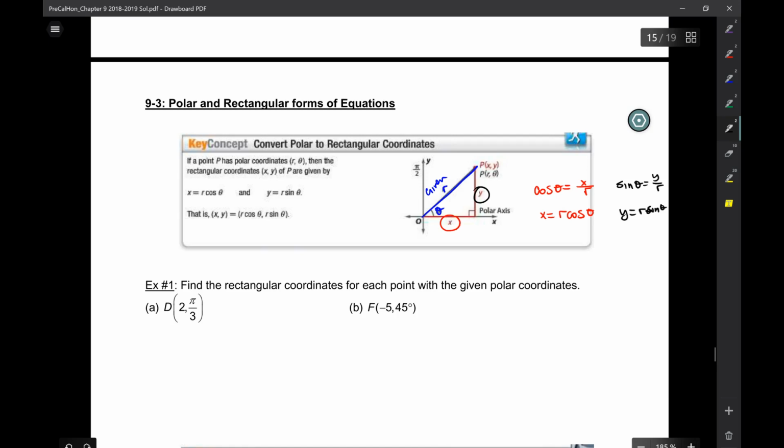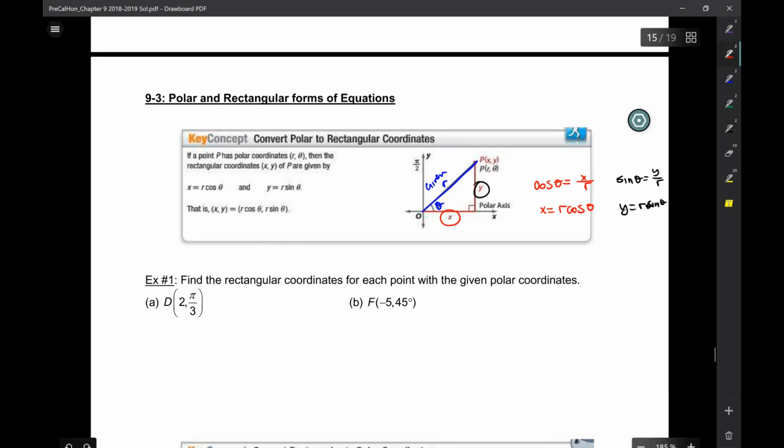Where else did we use that stuff? In what chapter? Chapter 5, and where else? Just recently. Chapter 8, in terms of vectors. What was this of the vectors? The components of the vectors. So if r was the vector, the x component was r cosine theta, and the y component was r sine theta. So it's the same exact thing. So now this x component is r cosine theta, and this y component is r sine theta. How quickly we forget, right?